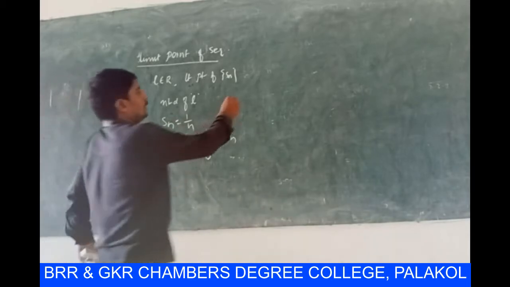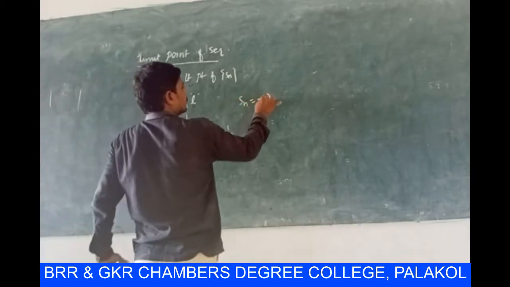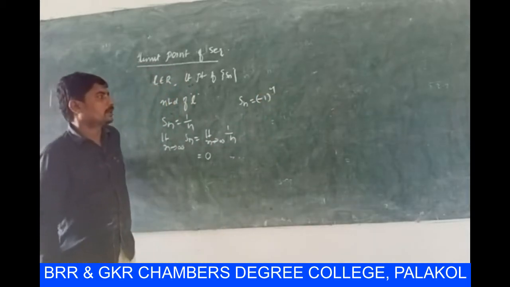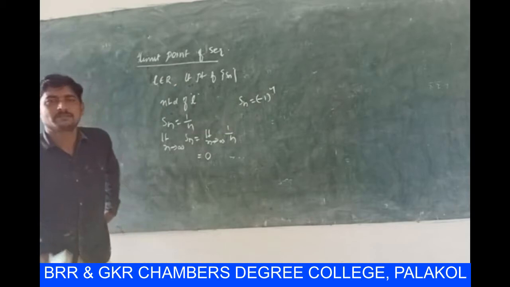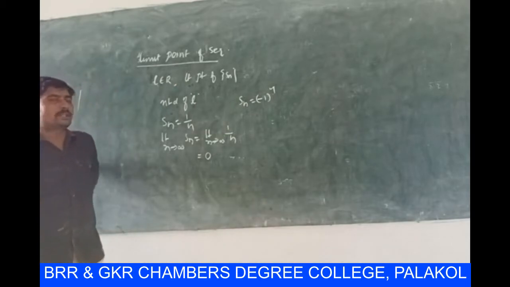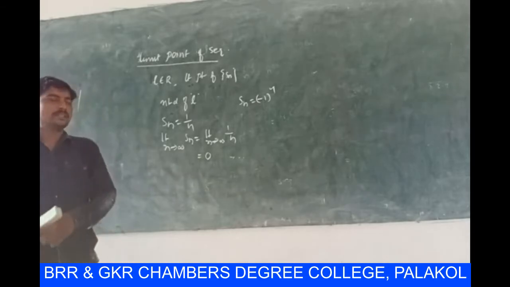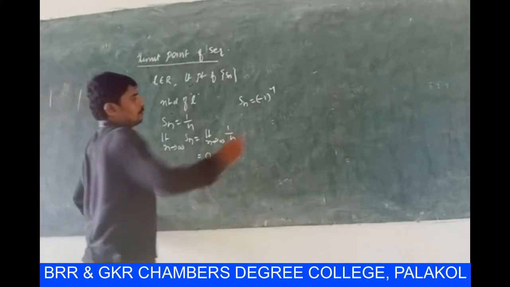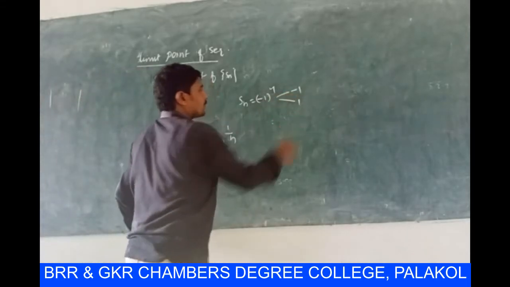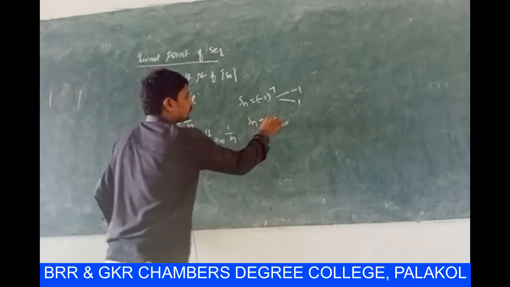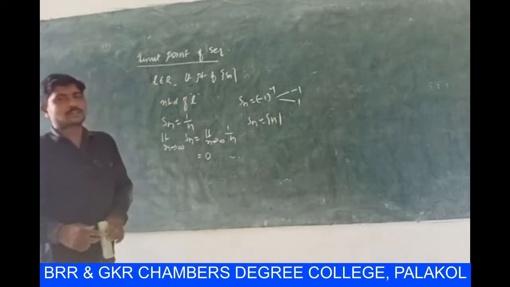For example, Sn is equal to minus 1 whole power n. It is another sequence. For n is equal to 1, we get minus 1 whole power 1, which is minus 1. S2 is equal to 1, S3 is equal to minus 1, S4 is equal to 1. This means this sequence has two limit points. What are the limit points? One is minus 1, another one is 1. I am taking another example here, and this sequence has no limit point.